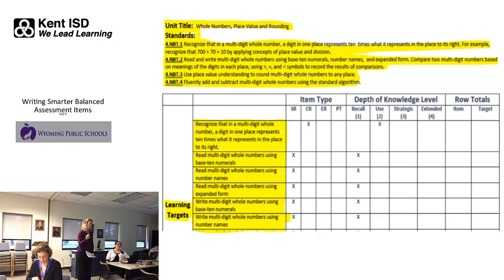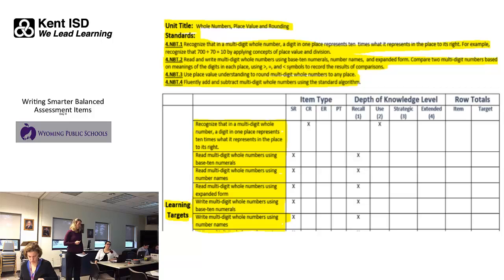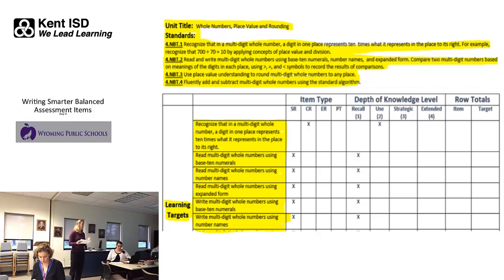I'm not thinking about this the whole time. It might have been the last time, I wasn't at the last training, but wouldn't it be good to have some of the depth of knowledge, strategic and extended, as well, or does it just depend on the assessment type? No, that's a great question. I think the standards will dictate that in a way.